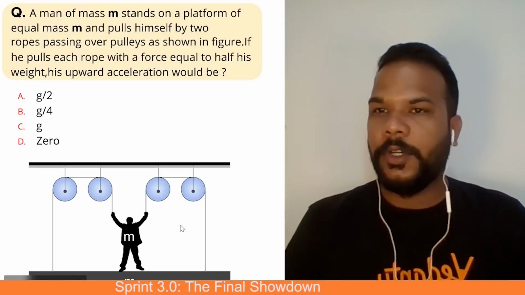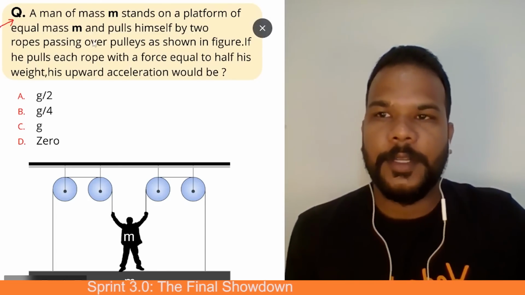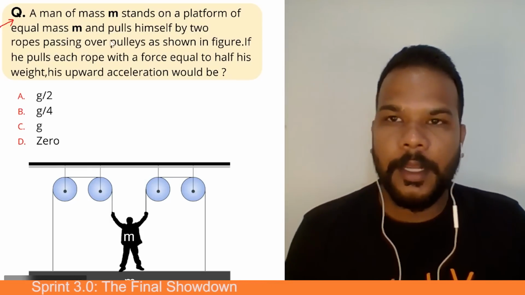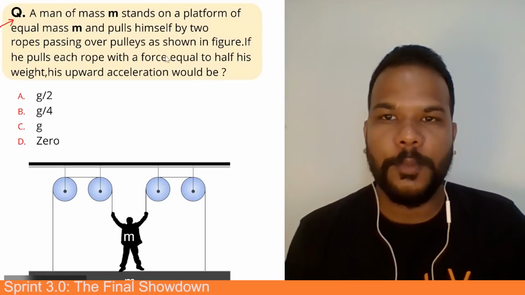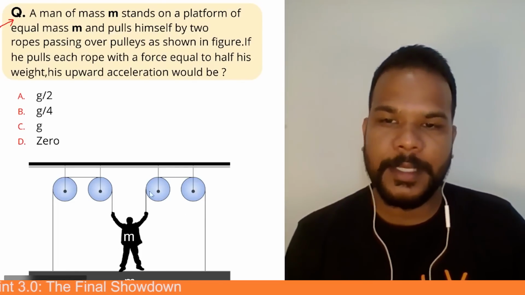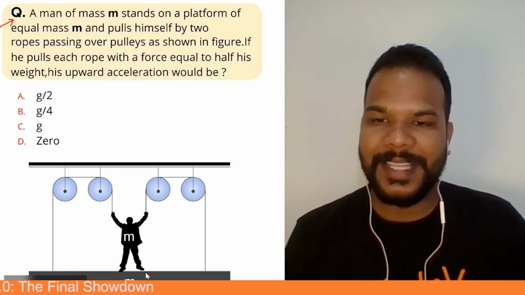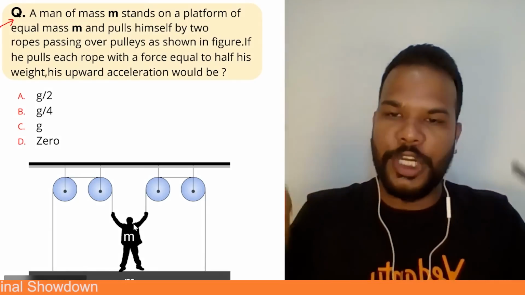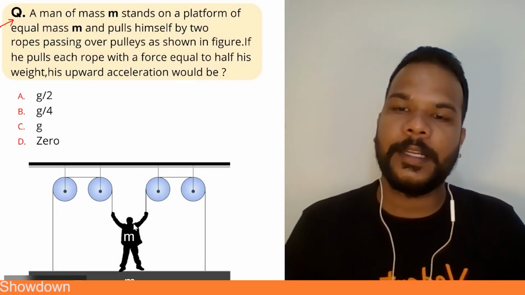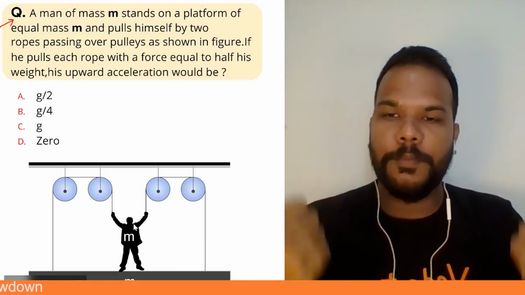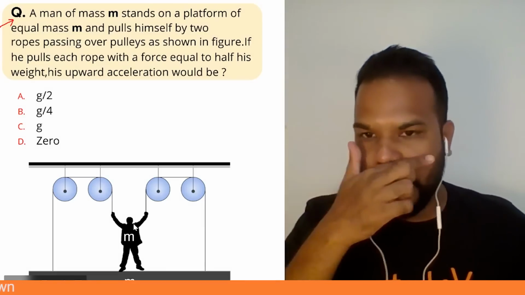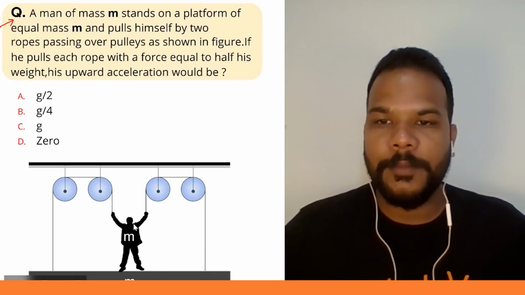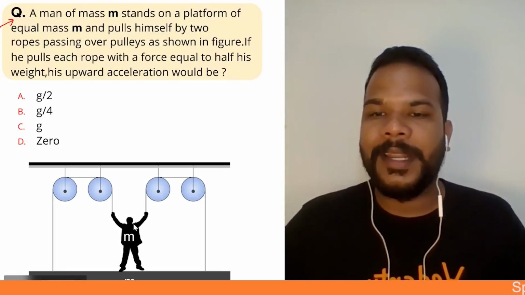Okay, so the first question: a man of mass m stands on a platform of equal mass m and pulls himself up by two ropes passing over pulleys as shown in the figure. As you can see in the diagram, guys, there is a platform of mass m. There is this guy of mass m and he's trying to pull the string which is connected, passing over two pulleys, to the platform below him. You can visualize that when he pulls the rope towards himself, he's trying to lift the platform and himself up.